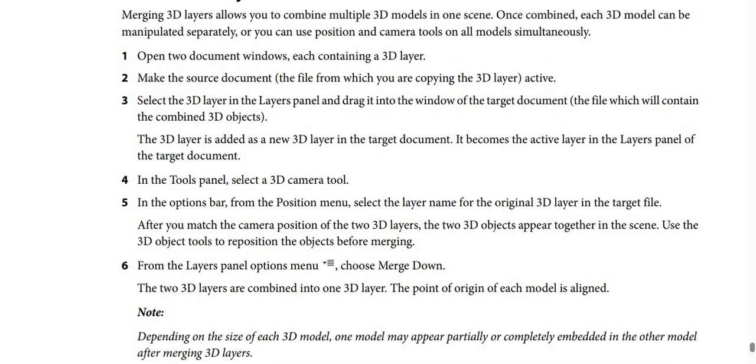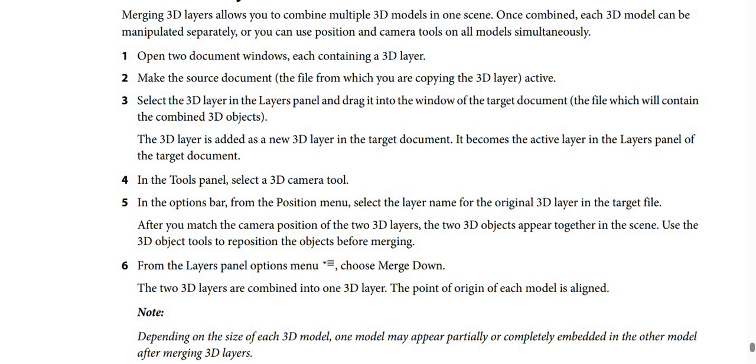Step number 1. You should open two document windows, each containing a 3D layer. Number 2, you should make the source document, the file from which you are copying the 3D layer, active. And step number 3, you should select the 3D layer in the layers panel and drag it into the window of the target document, the file which will contain the combined 3D objects.